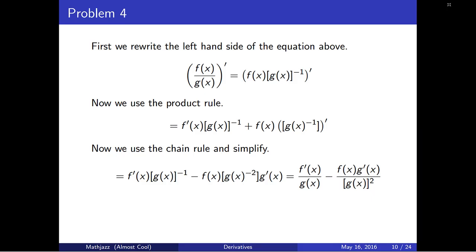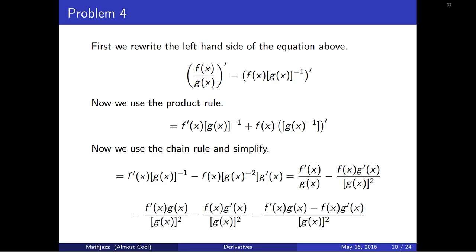And we rewrite these as fractions, like so. And we multiply by g over g on the first fraction, so we can combine fractions. And we end up getting the quotient rule that we all know and probably don't love. Anyway, problem number 5.